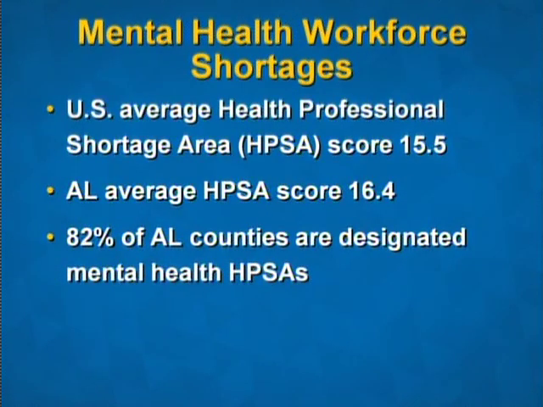The Health Resource and Service Administration, HRSA, designates geographic regions as health professional shortage areas, or HPSAs, if they lack healthcare providers. Counties in Alabama exhibit an average mental health HPSA score of 16.4 compared to the national average of 15.5. The HPSA score is on a scale of 0 to 25, where 25 denotes an extreme healthcare provider shortage. 82% of Alabama's counties are designated as mental health HPSAs.